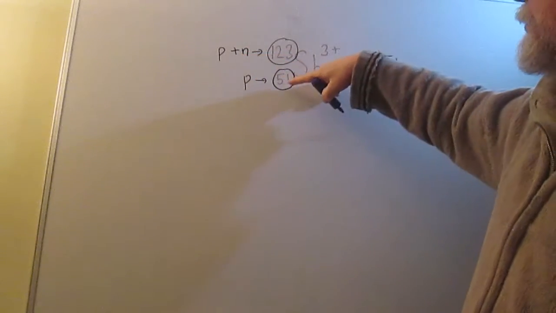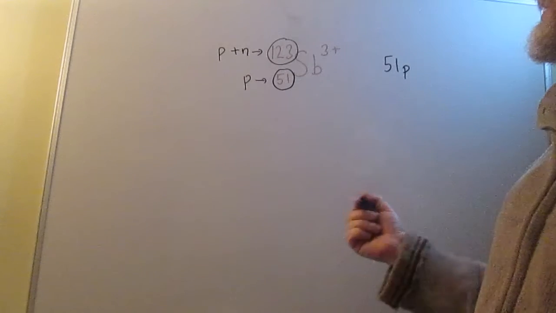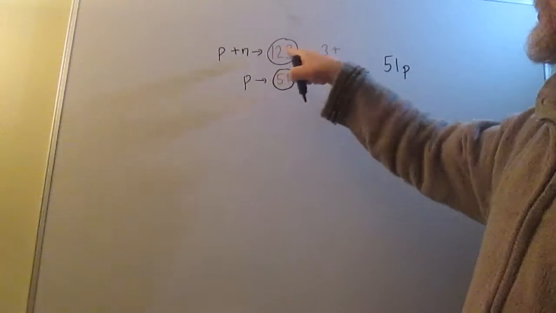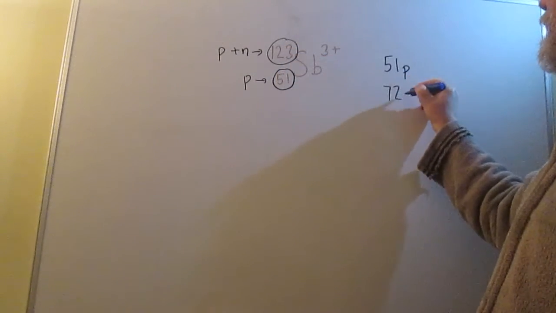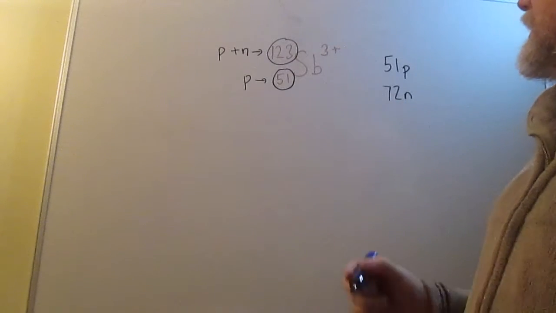So if we take the protons away from the protons plus neutrons, we get the neutrons. And 123 minus 51 is 72, so that's the number of neutrons.